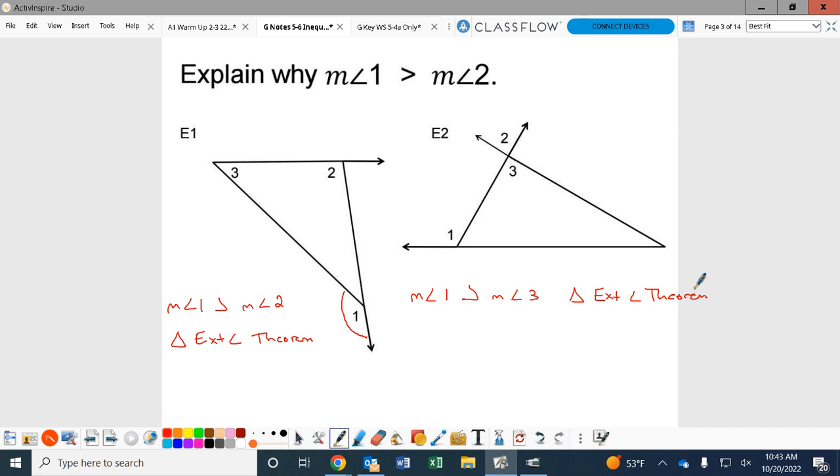But we really know something else. Okay, what else do we know? Go ahead and say it. Y'all say it. Yep. What do we know about them if they're vertical? They're the same. So the measure of angle 2 is equal to the measure of angle 3. What's the reason? She just said it. Vertical angles. So definition of vertical angles.